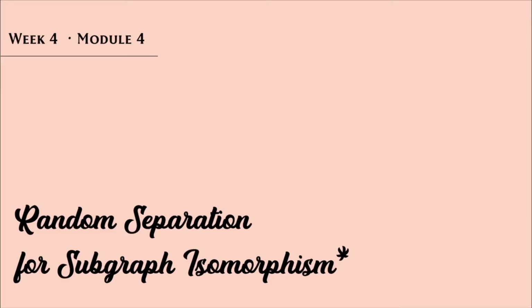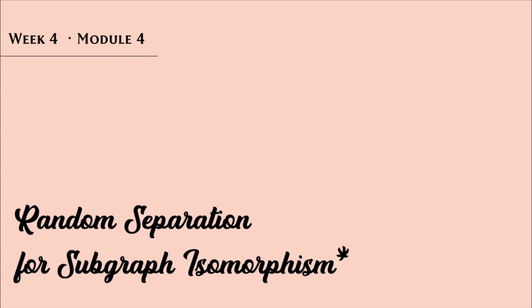So welcome to the fourth module of the fourth week. We are still discussing randomized methods for the design of FPT algorithms. And in this week, we will introduce a new technique called random separation. And we'll try to understand this technique through a problem called subgraph isomorphism, which is again a problem that you're probably meeting for the first time.